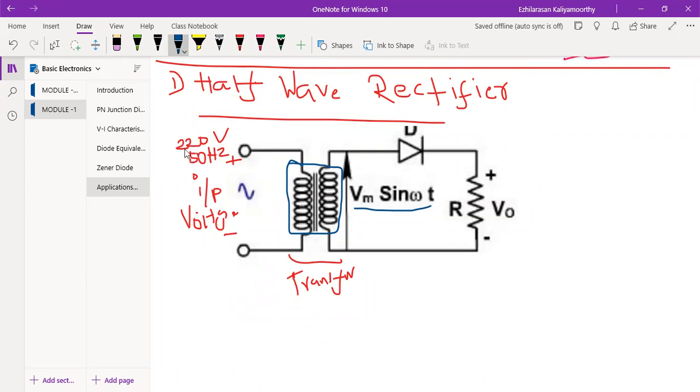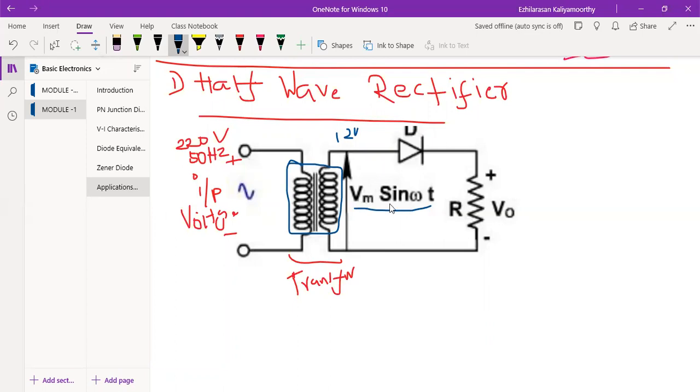As a simple example, 220 volt means the output of the transformer may produce 12 volt. I'm only giving an example, not saying exactly how much it will produce. It depends upon how you design the transformer, which is based on the number of turns of the copper coil.